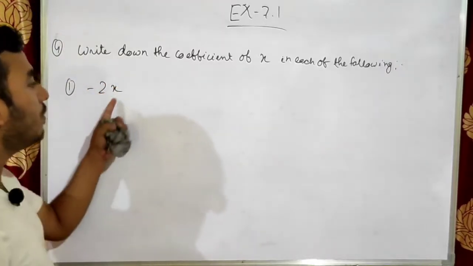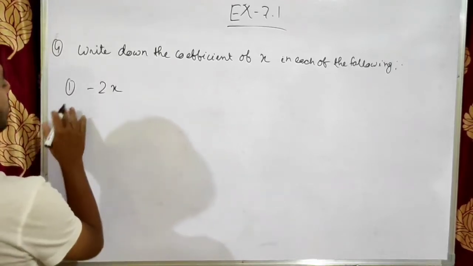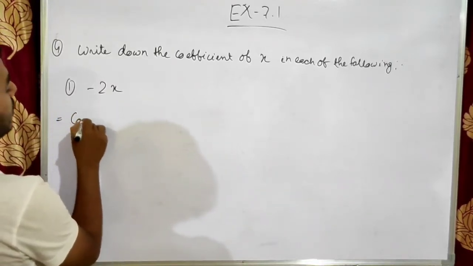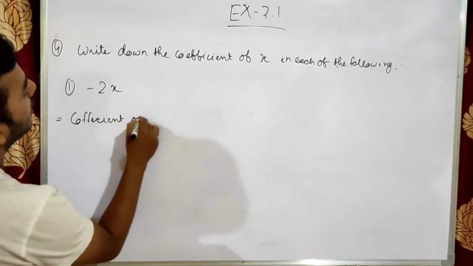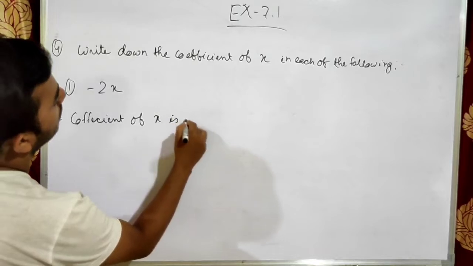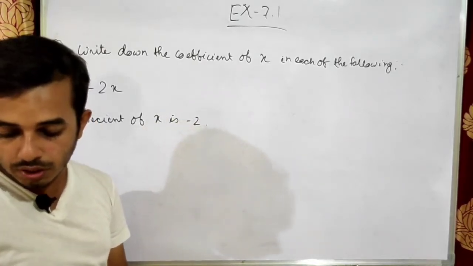So what is the coefficient of x? It is minus 2, isn't it? So we'll write: coefficient of x is minus 2. Okay, finished.